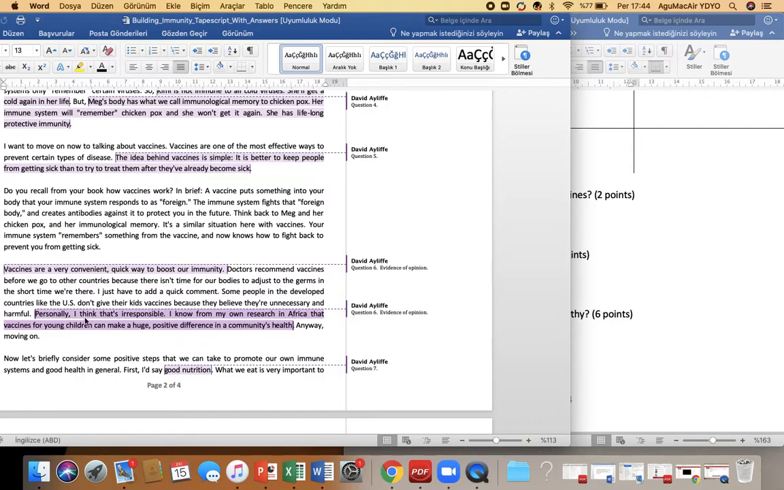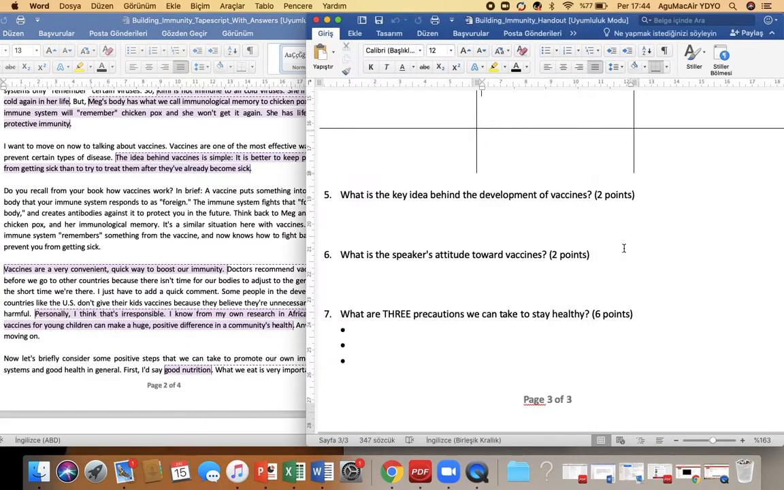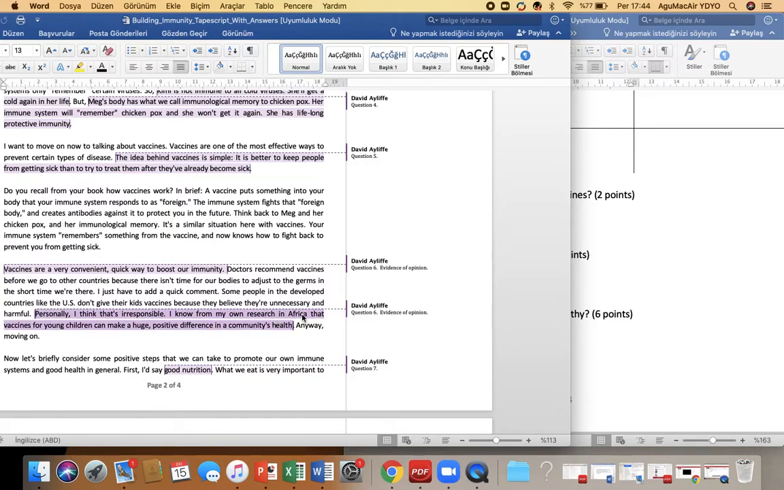And the other one is personal. I think that's irresponsible. I know from my own research in Africa that vaccines for young children can make a huge positive difference in a community's health. So you can write that the speaker supports vaccines, right? Because it is very useful for this. You can write some details from here, like this detail, this example. The speaker says that he or she learned in Africa that vaccines for young children can make a positive effect.